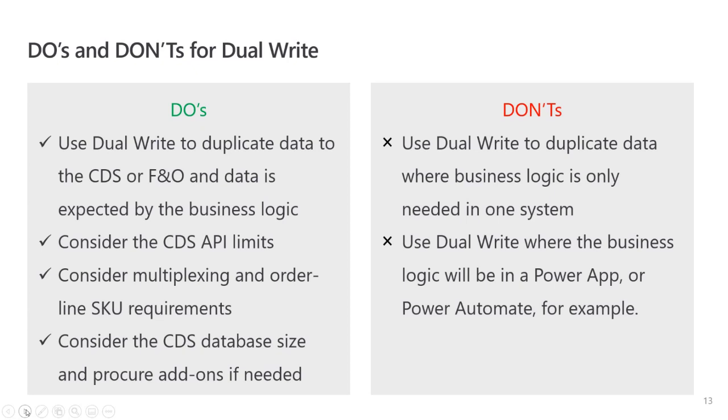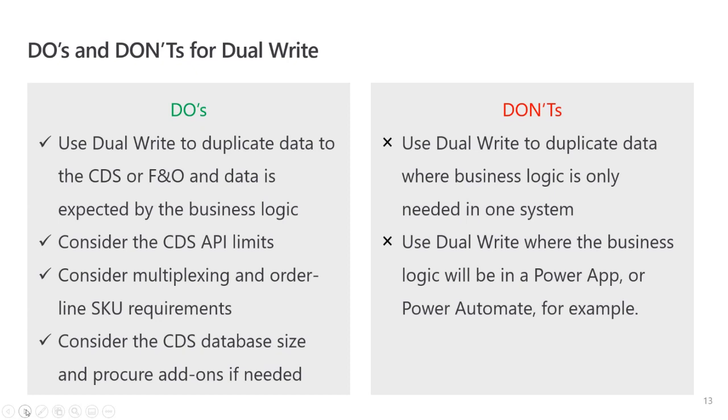Many of the customer engagement scenarios, like order to cash, are great examples of when you should use dual-write, because there's business logic in Dynamics 365 Sales that relies on the data in the Common Data Service, and we also rely on the business logic and the data inside of finance and operations. It's important to consider your CDS API limits and multiplexing and order line SKU requirements if you're planning to use dual-write.